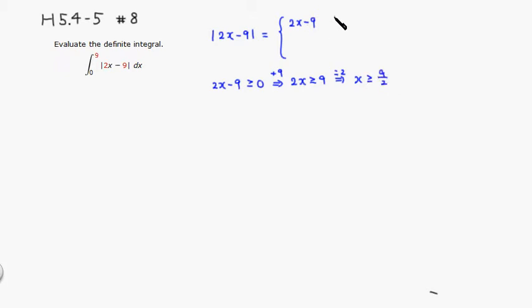So we get this if x is greater than or equal to 9 halves. Otherwise, x is less than 9 halves. Then we know that this quantity is negative, which means that the absolute value sign will put the negative sign in front, so that we can turn this into a positive value. So it looks like that.